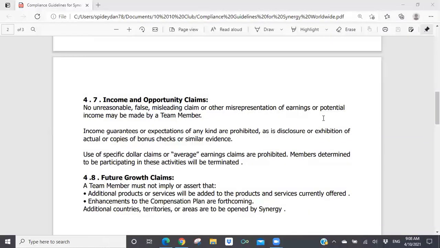And then the last part of this one on the policy and procedure is future growth claims. A team member must not imply or assert that additional products or services will be added to the products and services currently offered, that enhancements to the compensation plan are forthcoming, or that additional countries, territories, or areas are to be opened by Synergy.